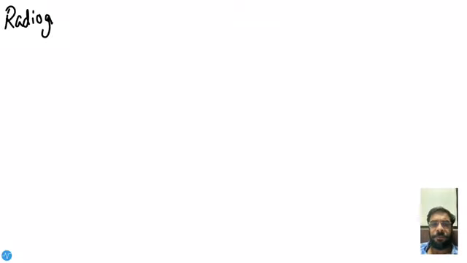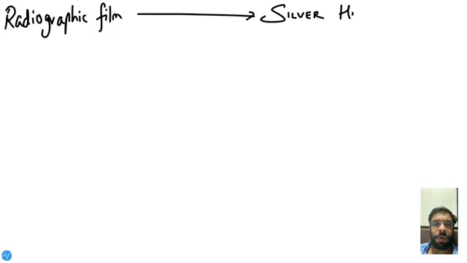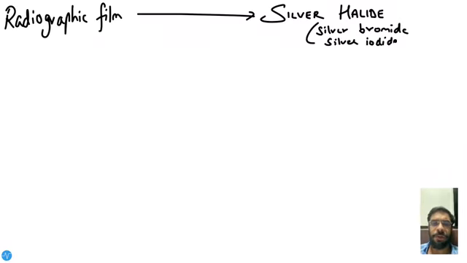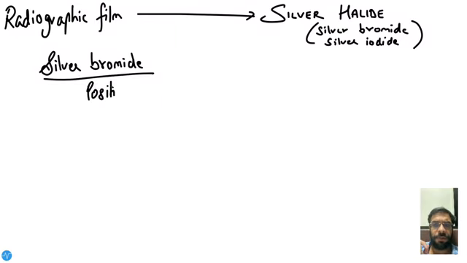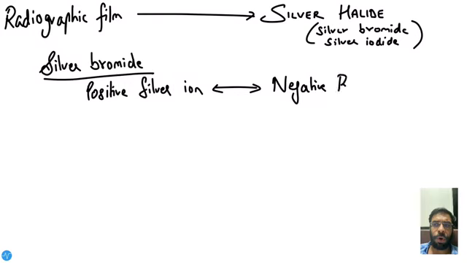The radiographic film in the dark room chemistry. The radiographic film was made up of silver halide, that is silver bromide mostly, or silver iodide. So what happens? The positive silver ion in the silver bromide has an ionic bond with the negative bromide ion.